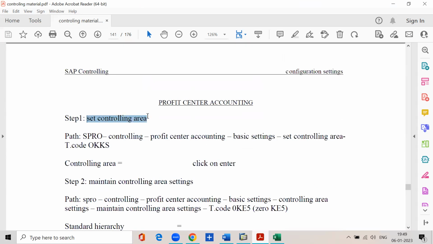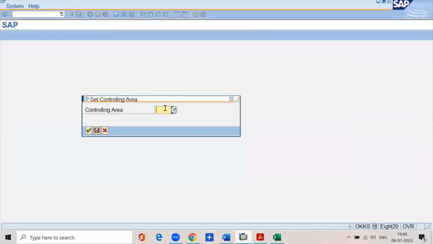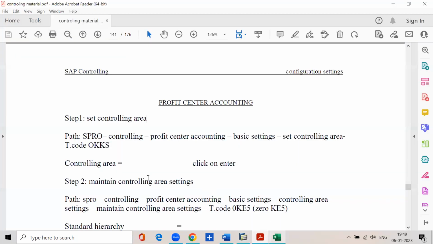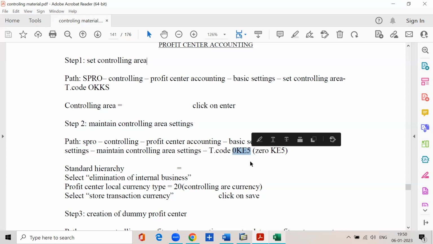So set controlling area means we have to set the controlling area from which the information is to be transferred to the profit center accounts. Transaction code OKKS. Controlling area is equal to SSKV. Click on enter. Then maintain controlling area settings. Here, I told you, the total information for profit center accounting is transferred from the controlling area only. For that purpose, you have to maintain some settings in the controlling area. What are those settings? We will see. So maintain controlling area settings, 0KE5.